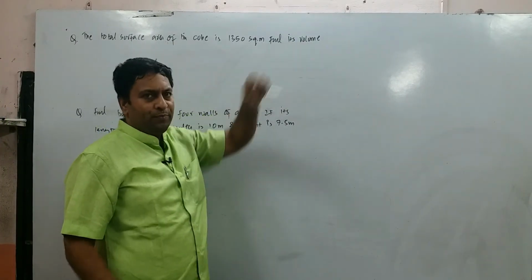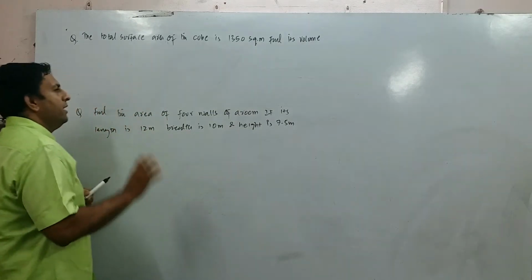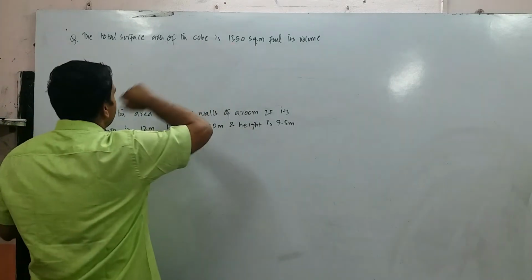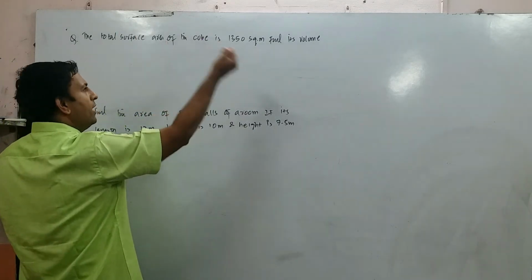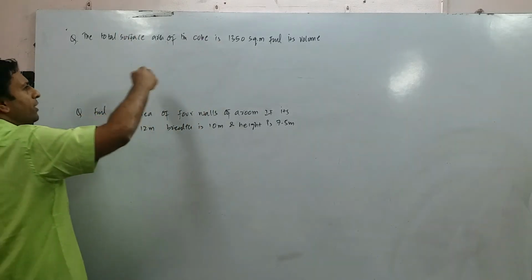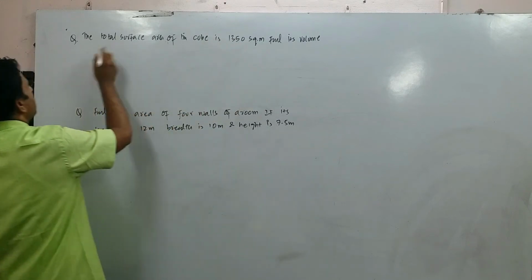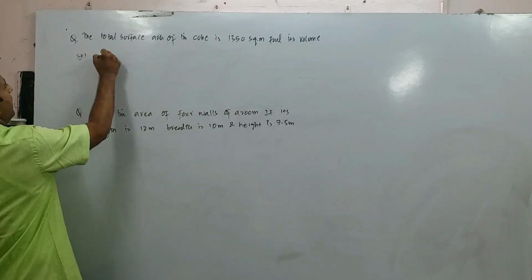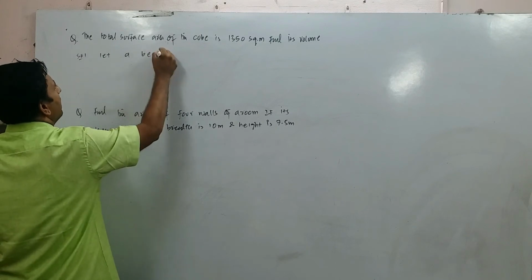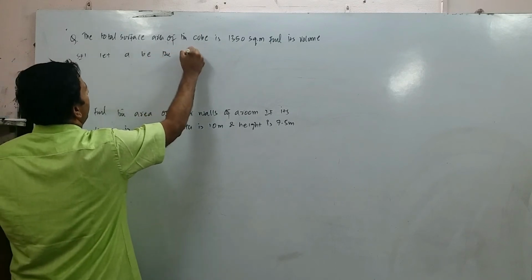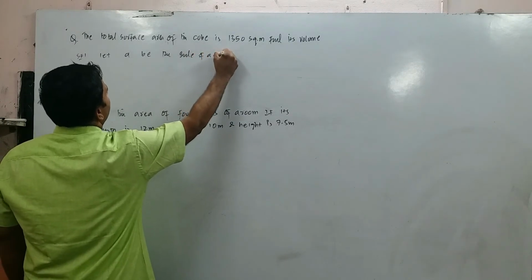See, now this is a trick here. He has not provided you the side. He has given you the total surface area. So with that total surface area, we'll try to get back this side. Once you get the side of a cube, finding the volume is a very easy task. So I will say let a, or x, anything, a be the side of a cube.